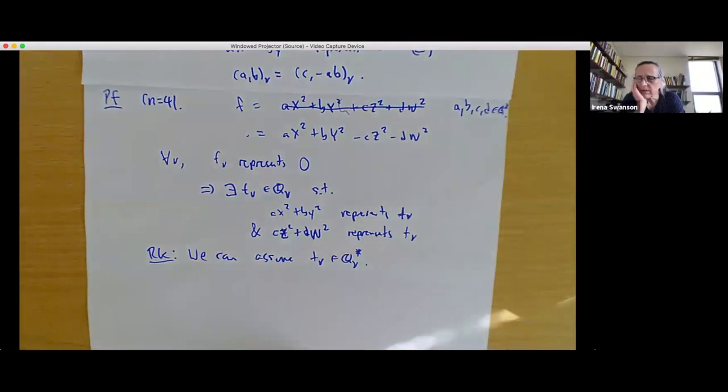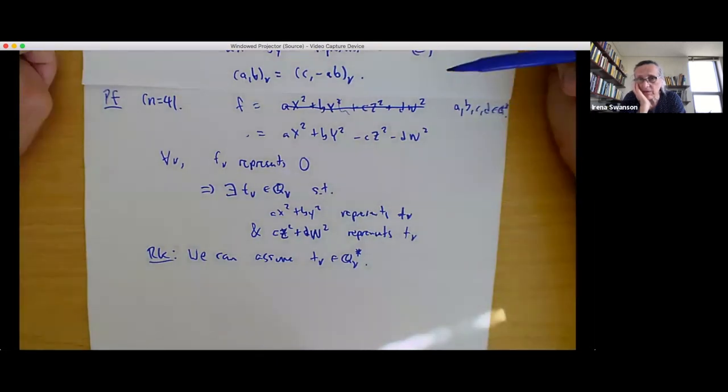Sorry, can I ask a question? So F sub nu, that's just the original F when you take it. But why are you now saying that? So it's AX squared plus BY squared minus CZ squared minus DW squared that represents F nu.